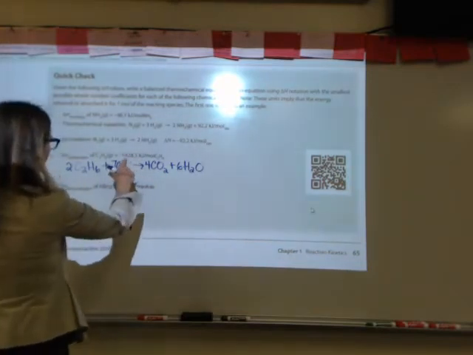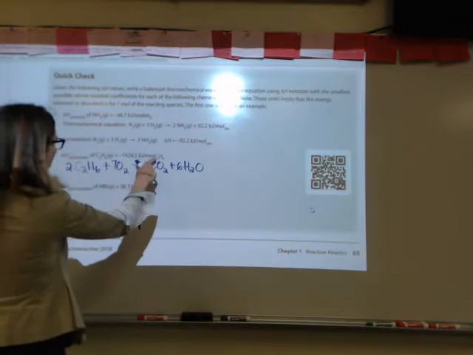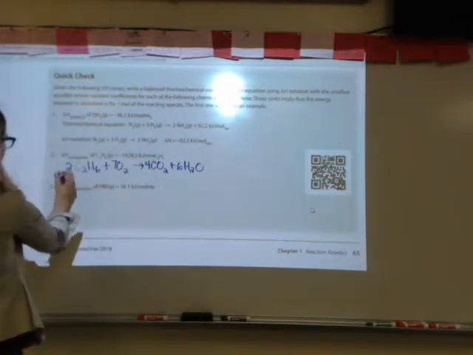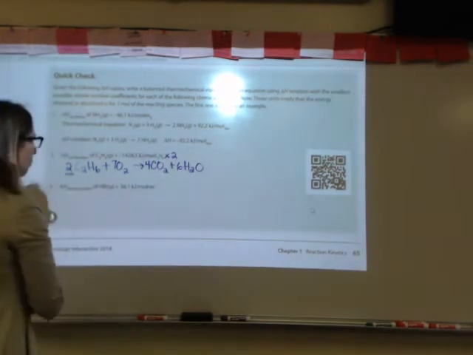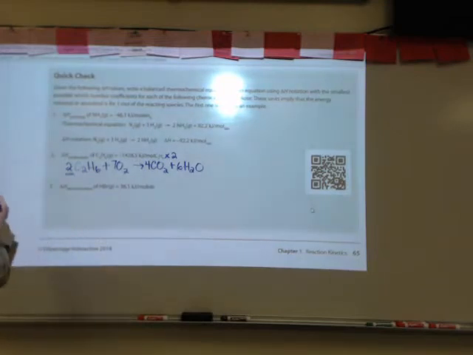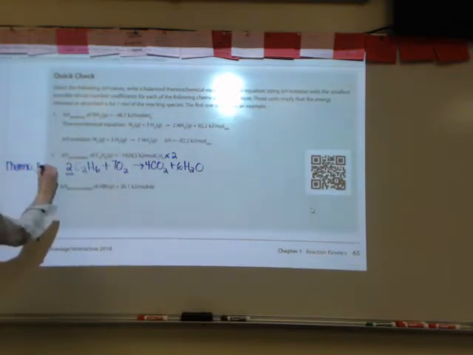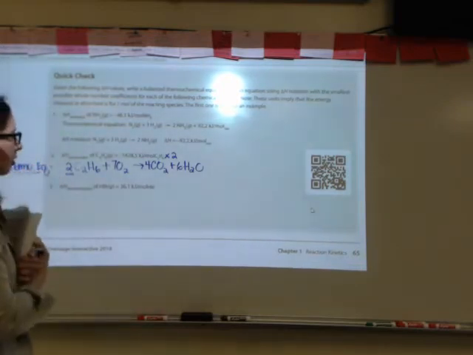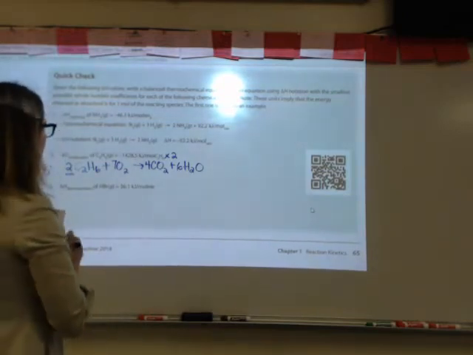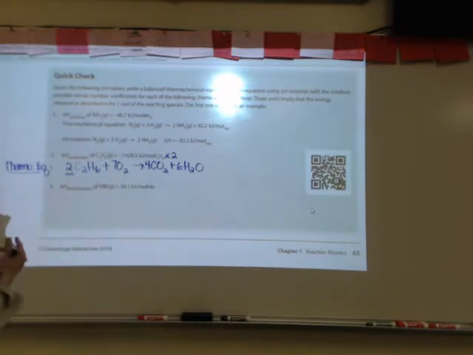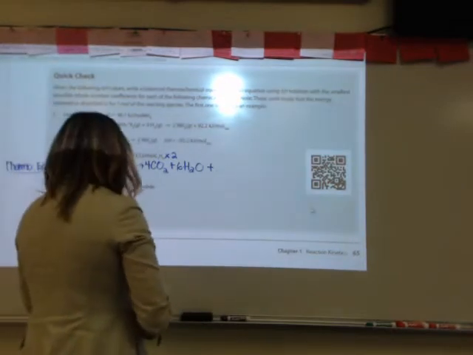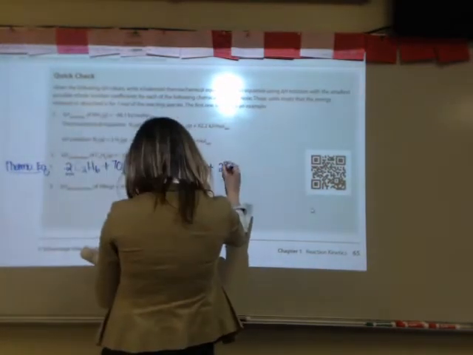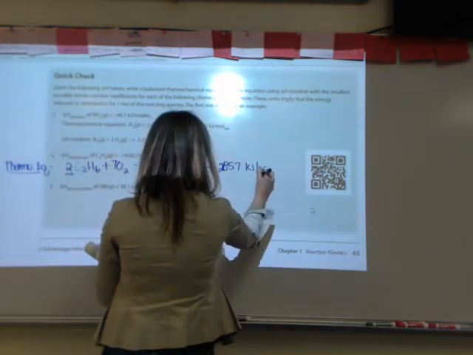Now, since the unit on the delta H is kilojoules per 1 mole of C2H6, and the coefficient in front of C2H6 is a 2, we have to multiply this 1428.5 by 2. So if I'm writing my thermochemical equation, that means that my delta H value has to be a part of the equation. So since this is a negative delta H, then this is an exothermic process, I would be writing this on the product side. So this would be plus 2 times 1428.5. This is 2857 kilojoules per mole.